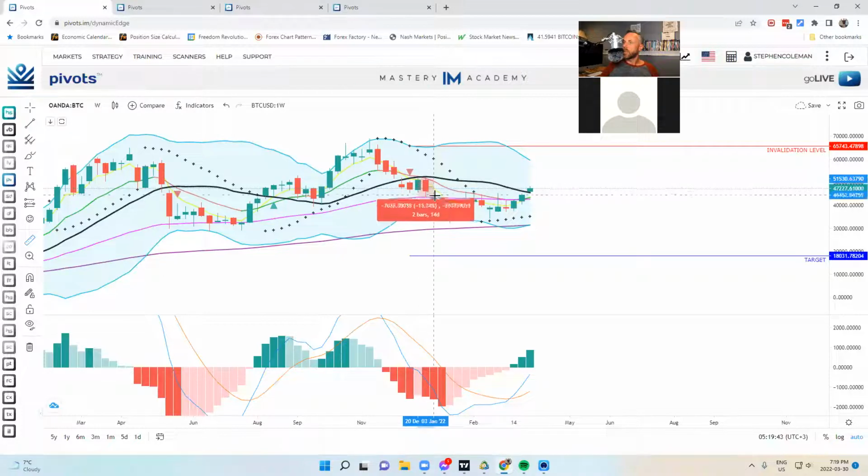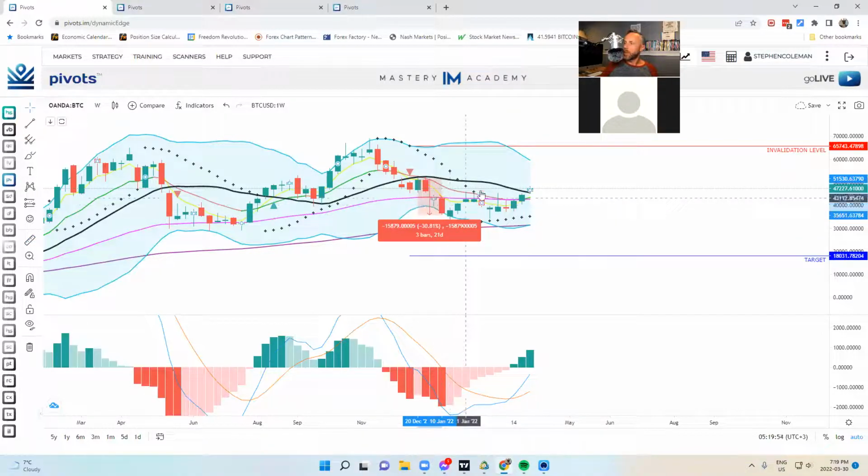So we're going to actually go right from the retest. We're going to measure all the way down. Bitcoin tanked 30% in 3 weeks last time we had a red arrow. It went from a price level of roughly $50,000 all the way down to $35,000.